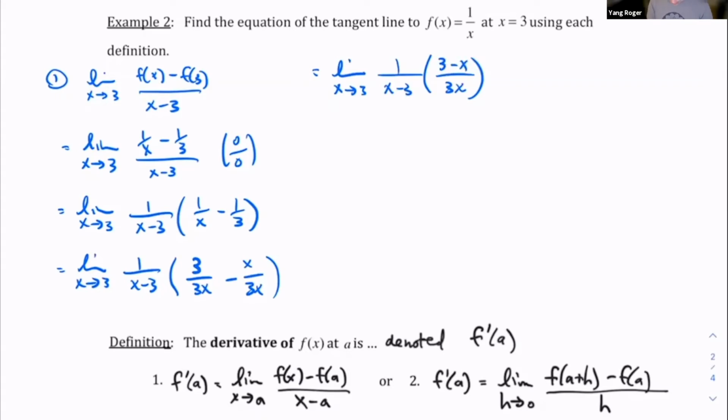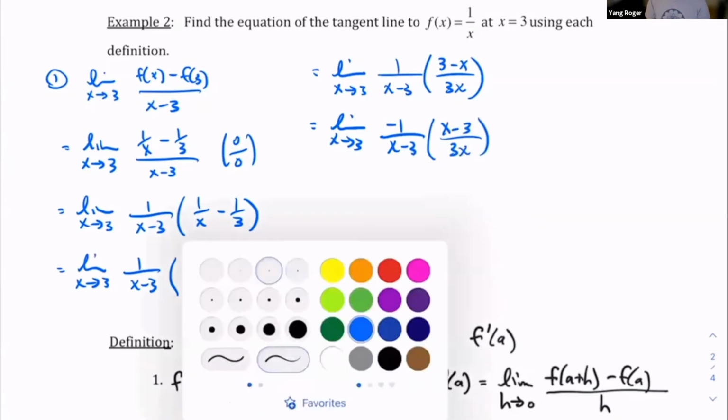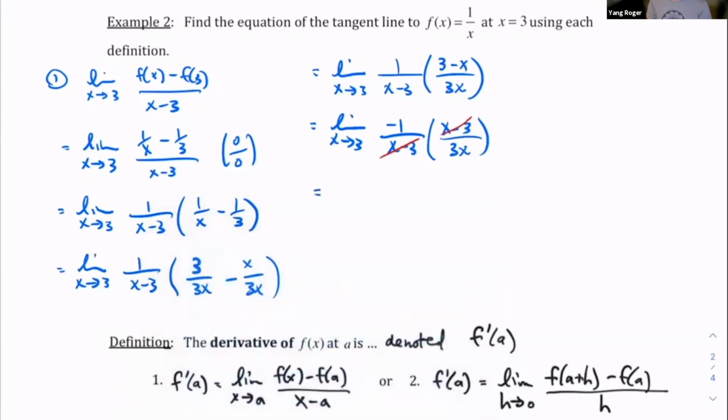So this becomes the limit as x goes to 3. You're going to have a negative 1, x minus 3. When you factor a negative out of the numerator, that becomes x minus 3 over 3x. Now we can cancel out x minus 3, x minus 3. So you end up with the limit as x goes to 3 of negative 1 over 3x. Now I can plug in the 3. That's equal to negative 1 over 9.